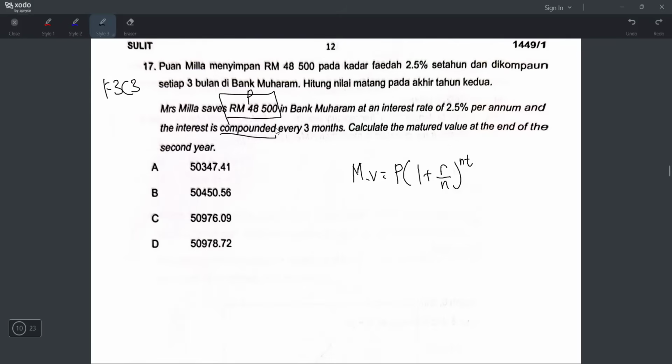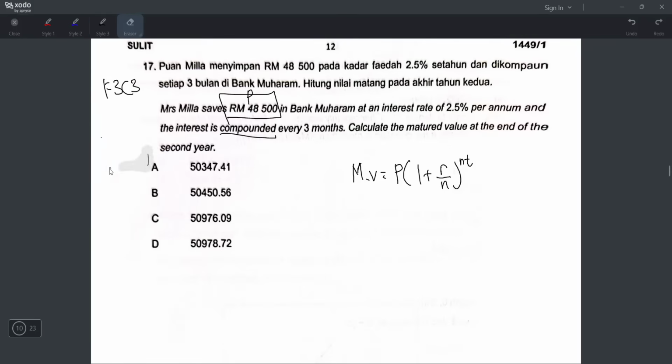What if there is no word compound? Then don't use this formula. This formula you only use for compound interest. If they don't have the word compound, then you use the I equals PRT formula. This formula you use for simple interest. But for compound interest, you have to do this.